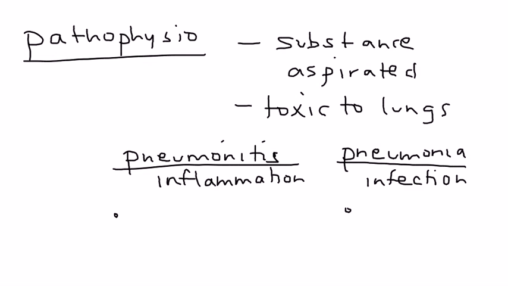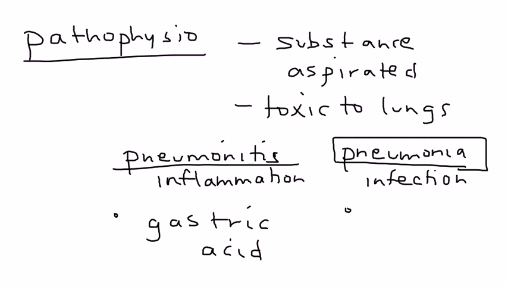So what type of substance? Well, for pneumonitis, the most common is gastric contents, in particular gastric acid. And that can happen, of course, in GERD, and this can cause inflammation. Now, pneumonia, which is the main issue that we wanted to discuss, can happen because of aspiration of food or oral secretions.